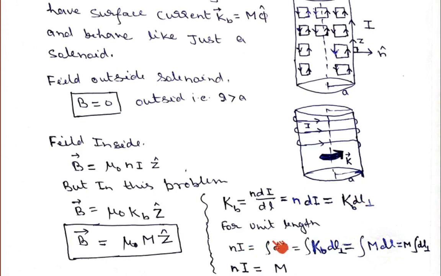Okay, so nI is equal to integral dI, equal to integral K_b dl perpendicular, and K_b we know is M phi unit vector. So M dl, and if we integrate M integral dl, because of the unit length that is 1, it means that nI can be written as M. So therefore if we substitute for the present problem of a uniformly magnetized cylinder, then B will be equal to mu 0 K_b z unit vector, or mu 0 capital M z unit vector. So this is the magnetic field due to a uniformly magnetized cylinder.